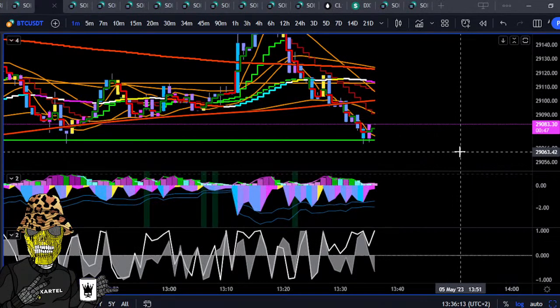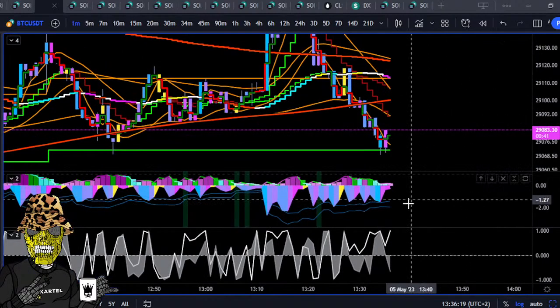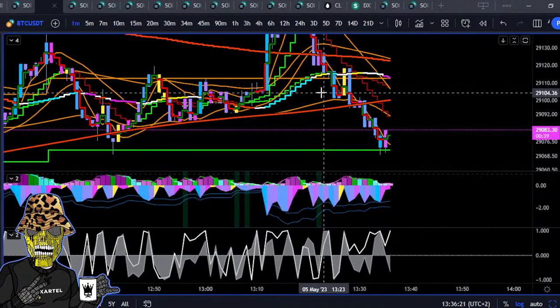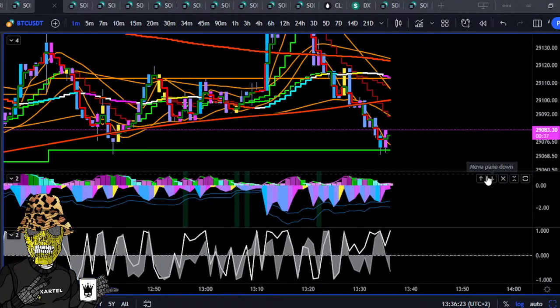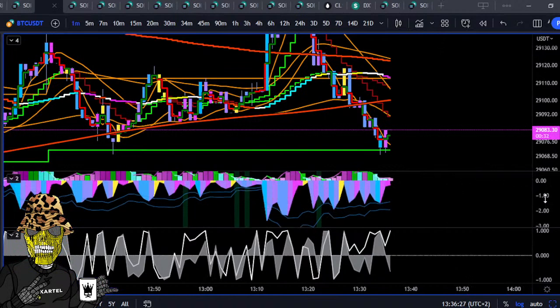Alright, sorry for that, that was a bit longer than expected. Now what can we see? A little bit of sideways action here on the 1 minute for Bitcoin. There we go, looking good.